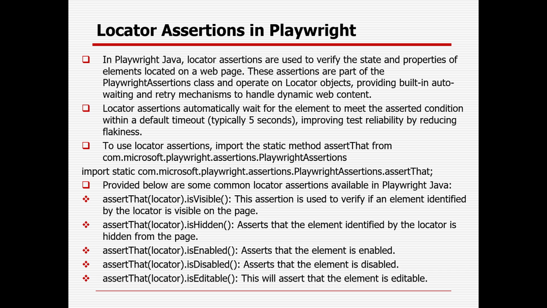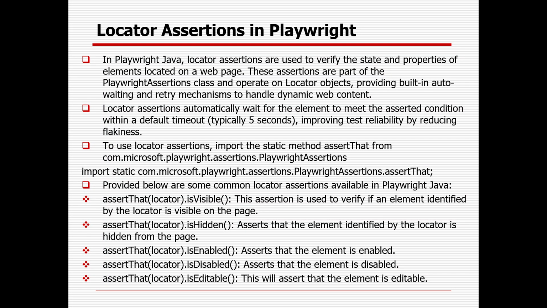So in Playwright with Java, locator assertions are primarily used to verify the state and properties of the elements located on a web page. These assertions are part of the Playwright assertion class and operate on locator objects, providing built-in auto-waiting and retry mechanism to handle dynamic web content. Locator assertions automatically wait for the element to meet the asserted condition within a default timeout, typically 5 seconds, improving test reliability by reducing flakiness.